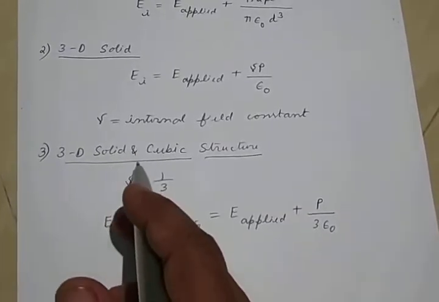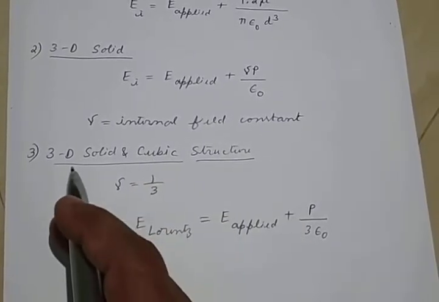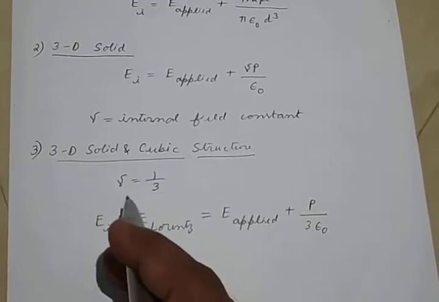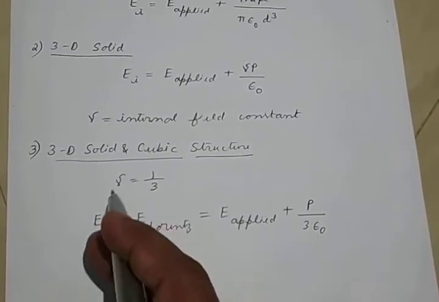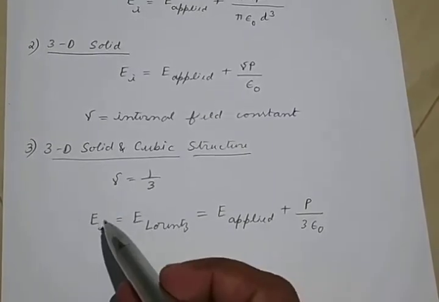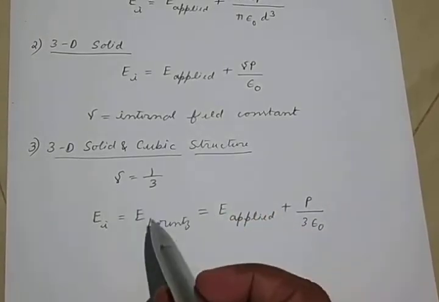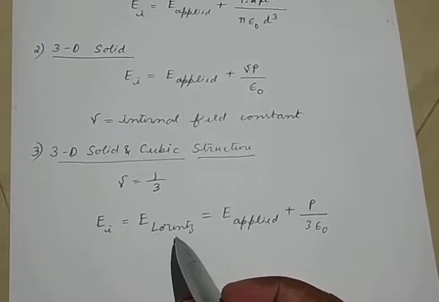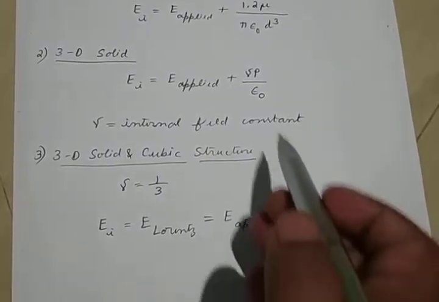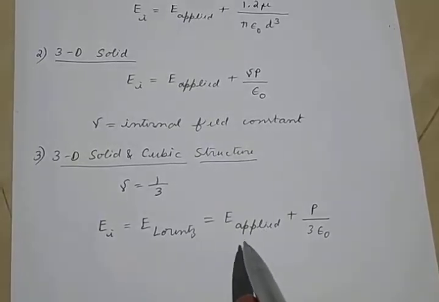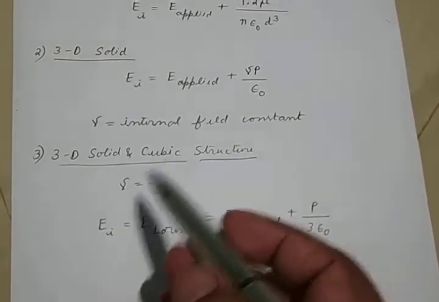Now if I take a three-dimensional solid with a cubic crystal structure, in such a particular case we find that the internal field constant gamma becomes equal to 1 by 3. Therefore, substituting this value in the previous equation, we get the internal field, which is also called the Lorentz field. In this case of a cubic structure solid, the internal field is called the Lorentz field. That is equal to the applied field plus P by 3 epsilon naught. So this is the expression for the Lorentz field in the case of a 3D solid having cubic crystal structure.